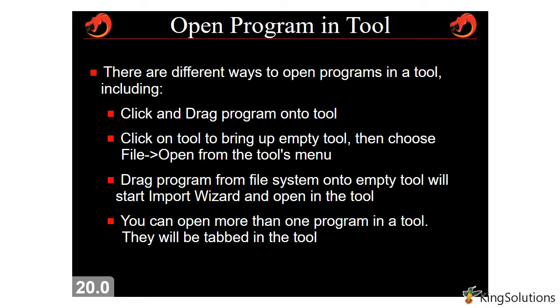Open program in tool. There are different ways to open programs in a tool, including clicking and dragging a program onto a tool, or clicking on a tool to bring up an empty tool, then choosing File Open from the Tools menu. Dragging a program from the file system onto an empty tool will start the import wizard. You can also open multiple programs simultaneously, in which case the programs will be tabbed in the tool.